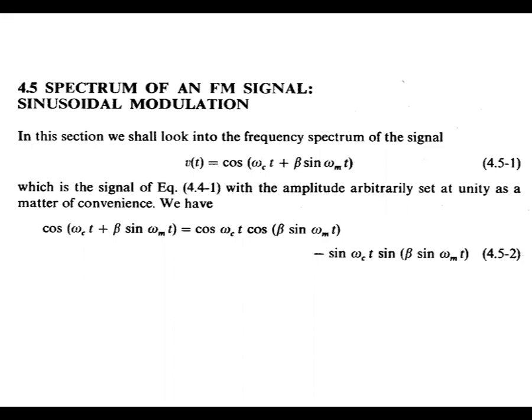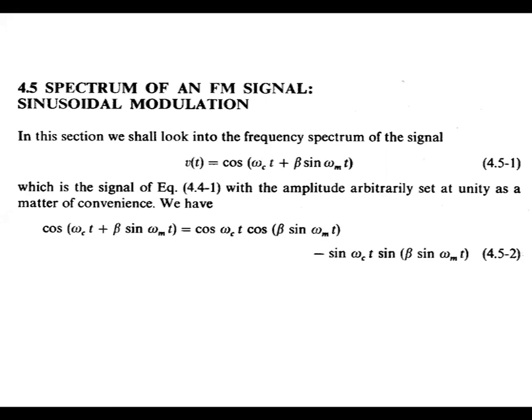The spectrum of FM depends on the modulation index of the FM. Like in AM also, the spectrum depends on the modulation index of AM. The modulation index of AM is M. You know that M is Am by Ac, that is, the ratio of the amplitude of the modulating signal to the amplitude of the carrier signal. That amplitude ratio is the modulation index in AM.